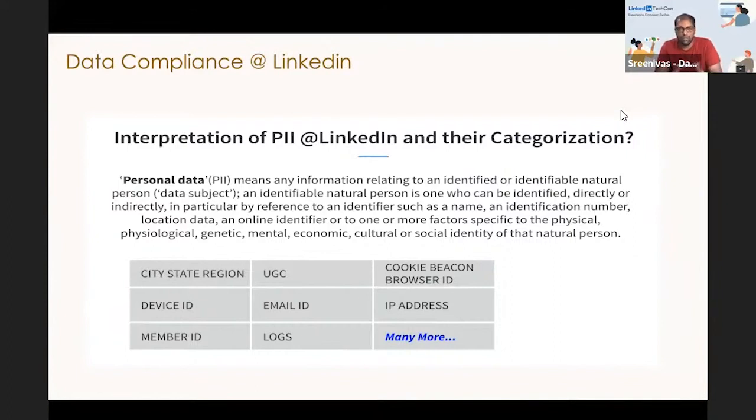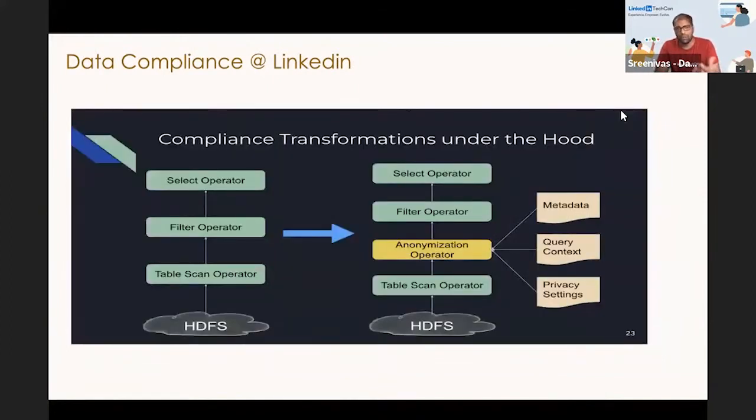Let's take a quick look at what data privacy looks like and what PII is, which is the most common term. PII is any form of personally identifiable information which we want to make sure is kept private for any kind of consumption. Typical examples of PII are email IDs and logs and things like that. I have kept a few of them here, but we have more than 52 variations identified and classified as PII. Next, I will talk about the core of how we solve this compliance problem.